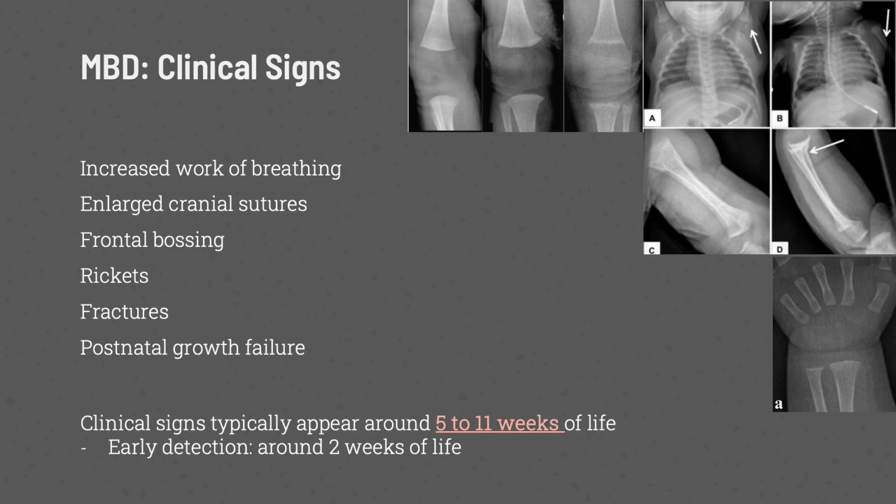So now moving into clinical signs. Most of these have to do with the fracture risk for these infants. So increased work of breathing. This is mainly due to infants who are born less than 28 weeks still having cartilage bones. So once they start to form strong bones, they're more frail and easily fractured, which could increase their work of breathing. Additionally, you may see enlarged cranial sutures, some frontal bossing, and then later on down the line, you may see some rickets, and then again, multiple fractures potentially, as well as postnatal growth failure.